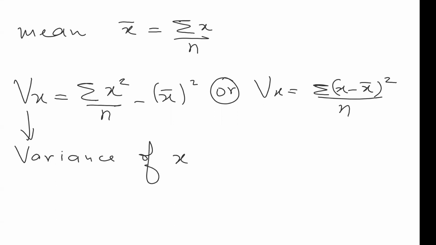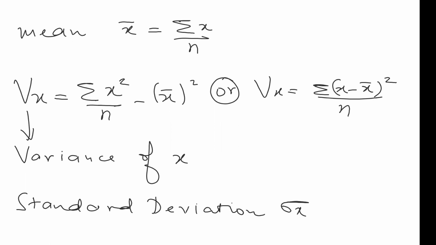Then we'll proceed with standard deviation, which is sigma x. Standard deviation, which is sigma x, and this is called sigma. The standard deviation formula is: standard deviation of x is equal to root of variance of x. So you need to know all these formulae, right?